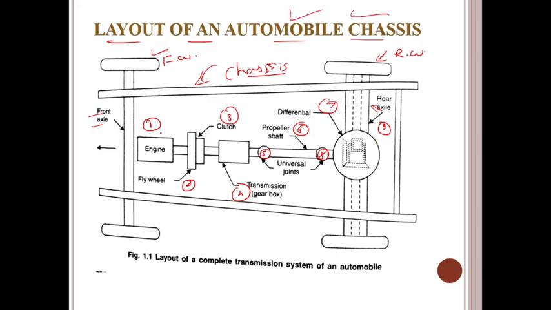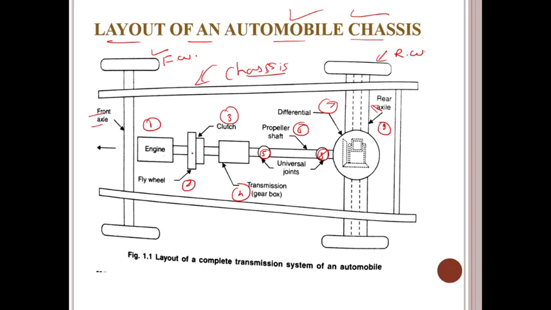So we know the engine. What is the function of the engine? To produce power, the source of power. We know the clutch. The function of the clutch is to engage or disengage the transmission system through the flywheel.